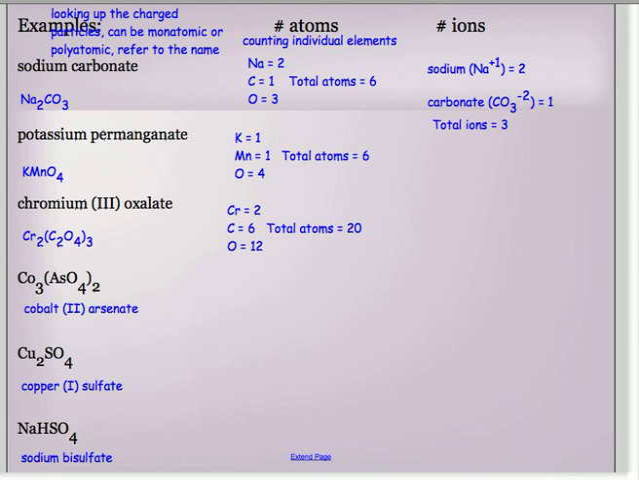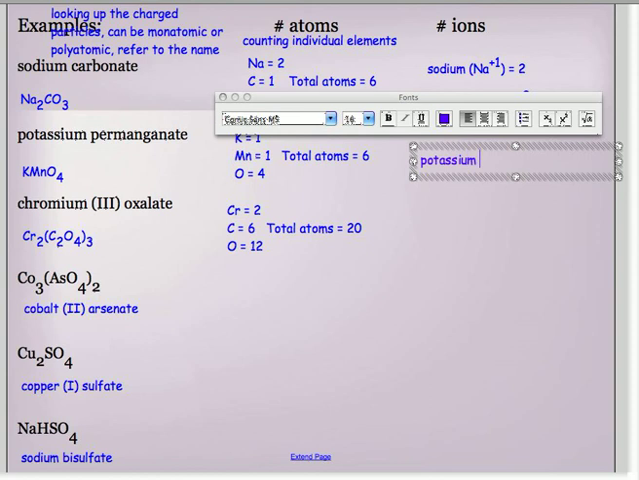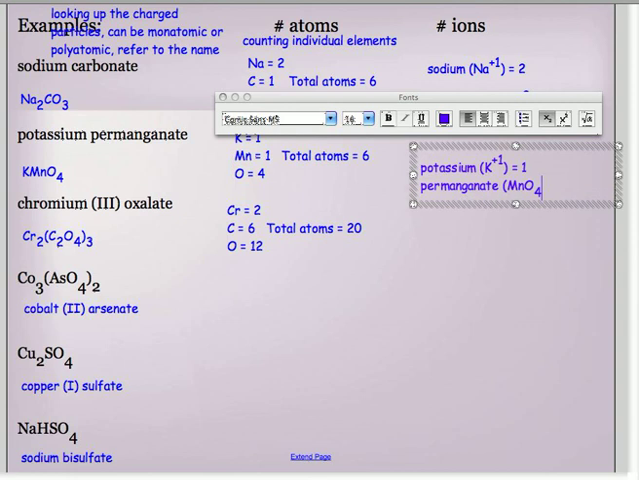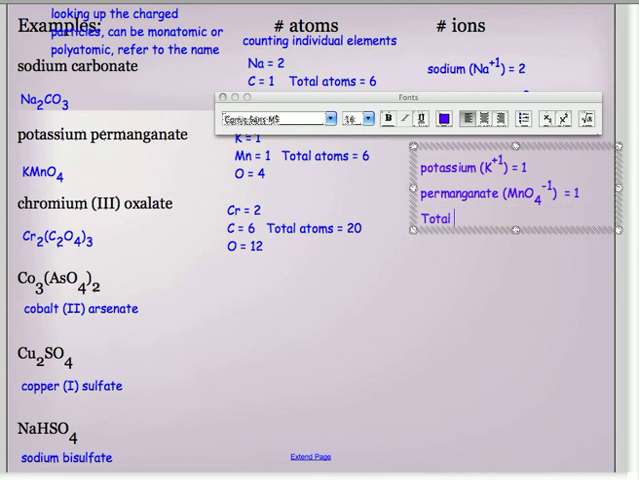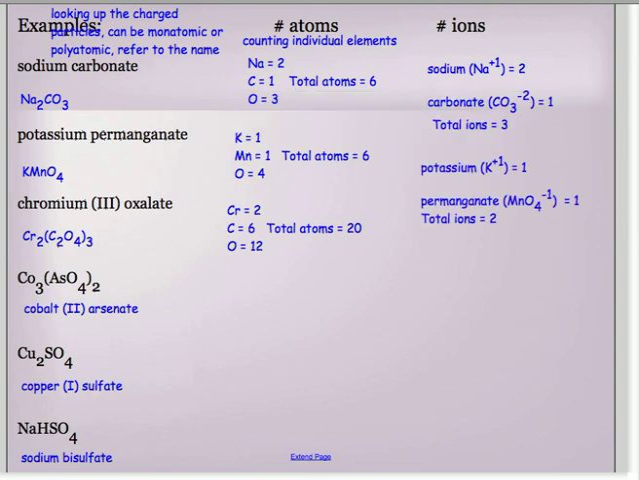If we do the next one here, the first ion we're looking up is potassium, which is K plus 1. You look at your K, there's no subscript, so there's just 1. And we're looking at permanganate, which is MnO4 minus 1. There's no parentheses around it, so there's just 1, which gives us total ions of 2.